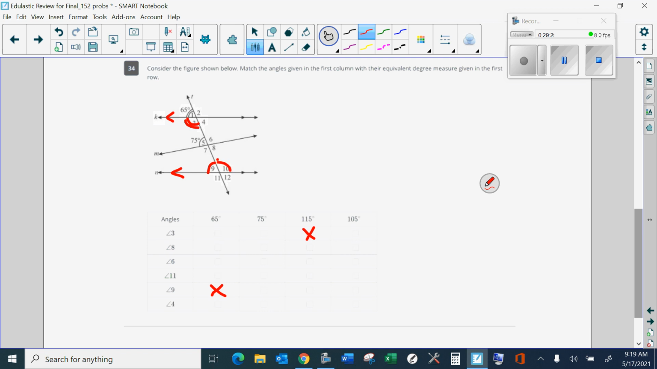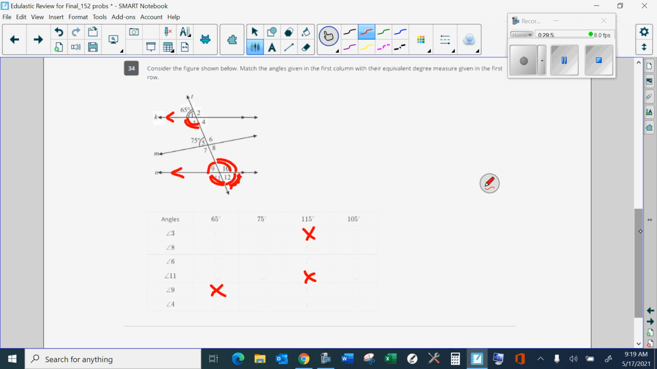Angle 10 is alternate interior, so angle 10 is 115. They don't have that one. Angle 11 is also 115, vertical angle theorem or linear pair. Number 9 is the same, it's also 65. Oops, let's just have one arc there because of vertical angle theorem. So number 12 is 65. They don't have that there.